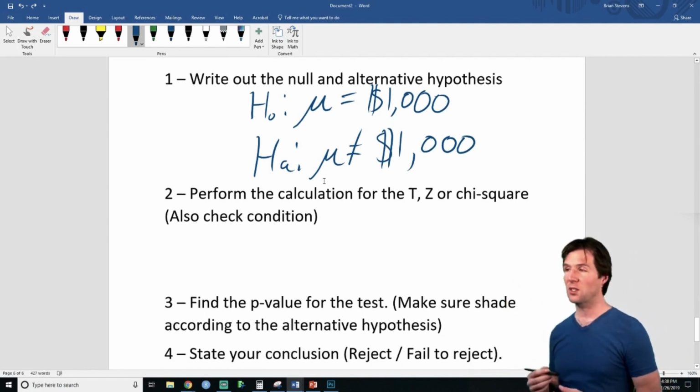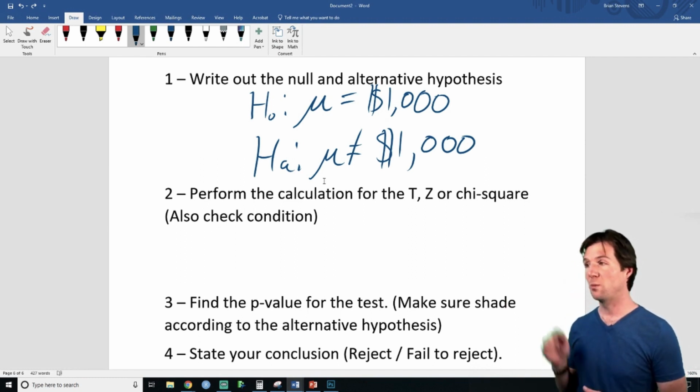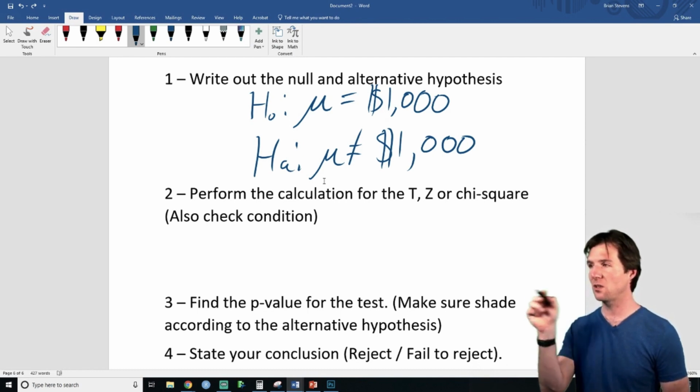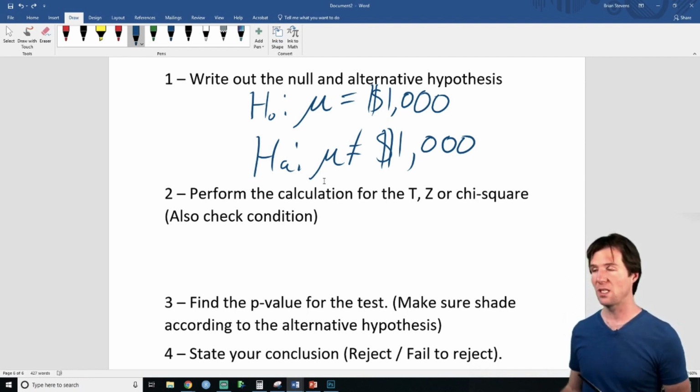But we would not pass the randomness condition here because the question does not state that they are randomly selected. I would probably say that on the test: the question does not state that students are randomly selected, so that seems to be an issue, and we do not know for certain they're randomly selected. This is a problem with the test.